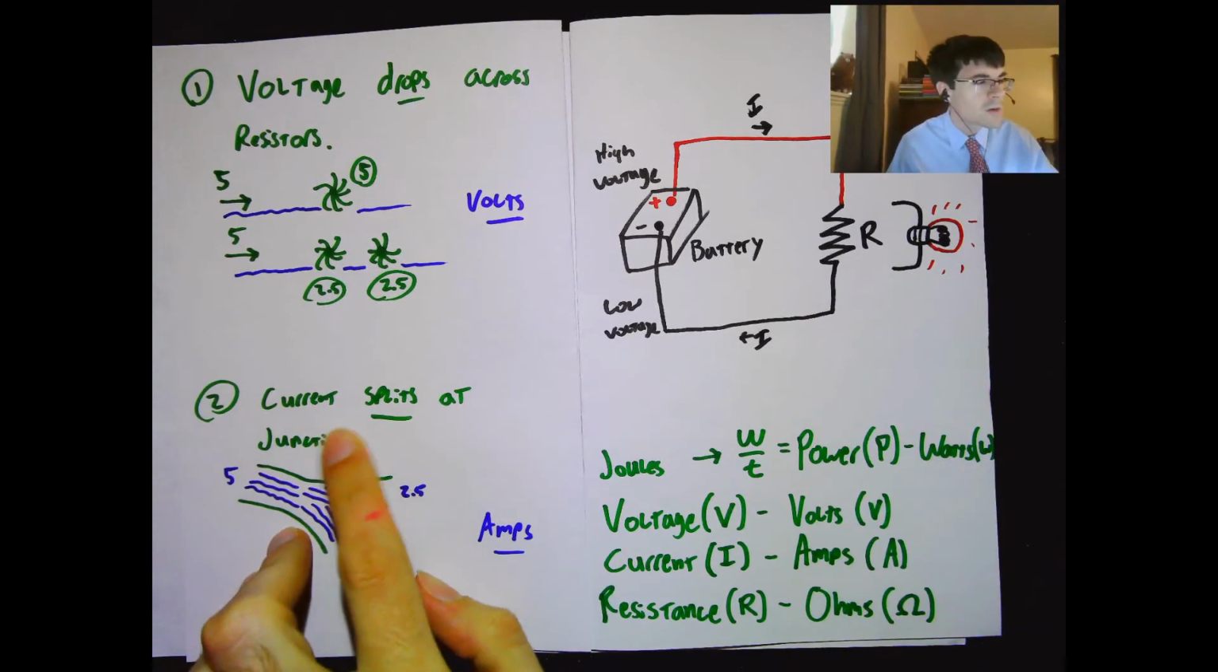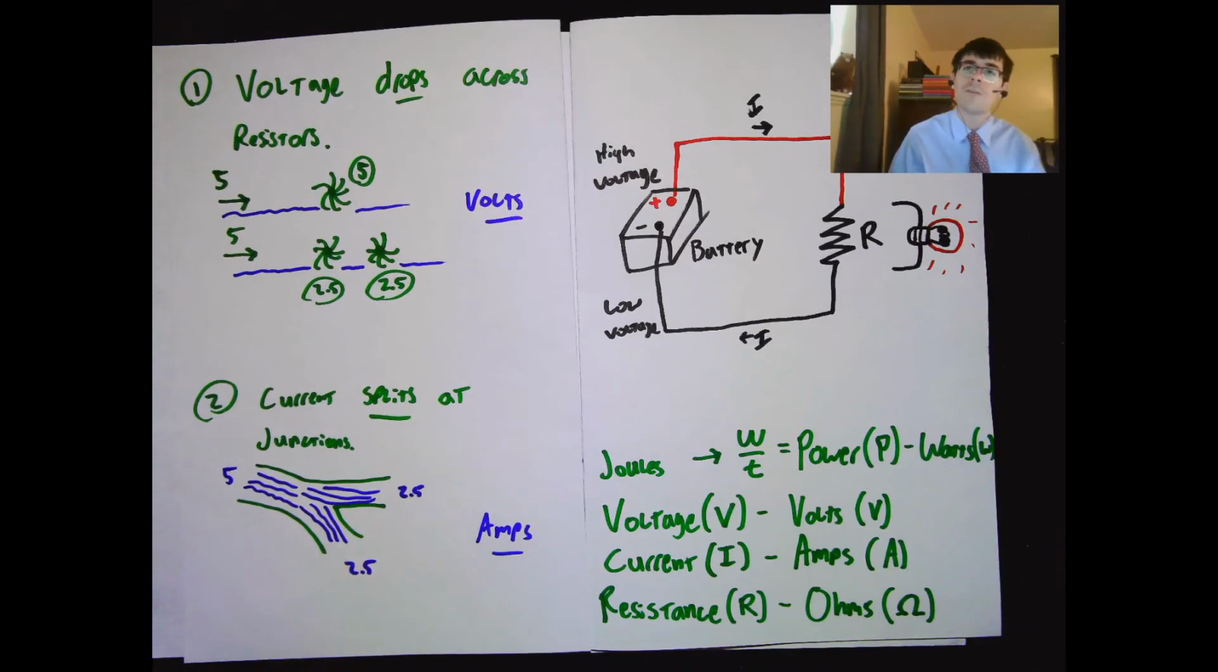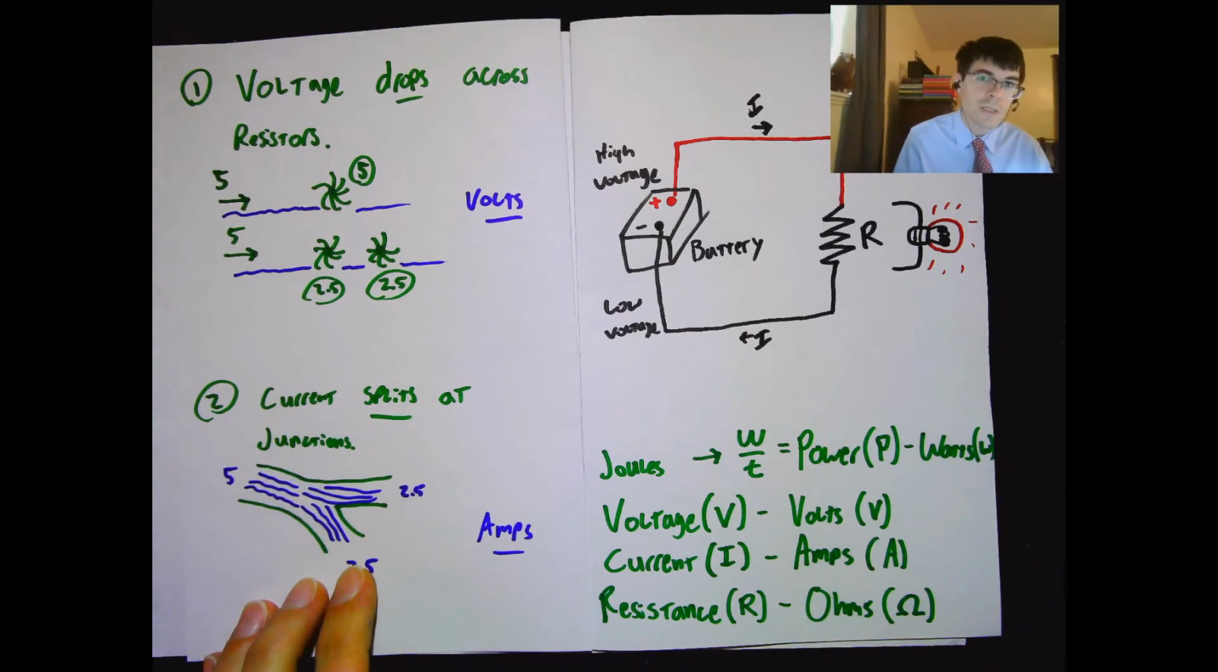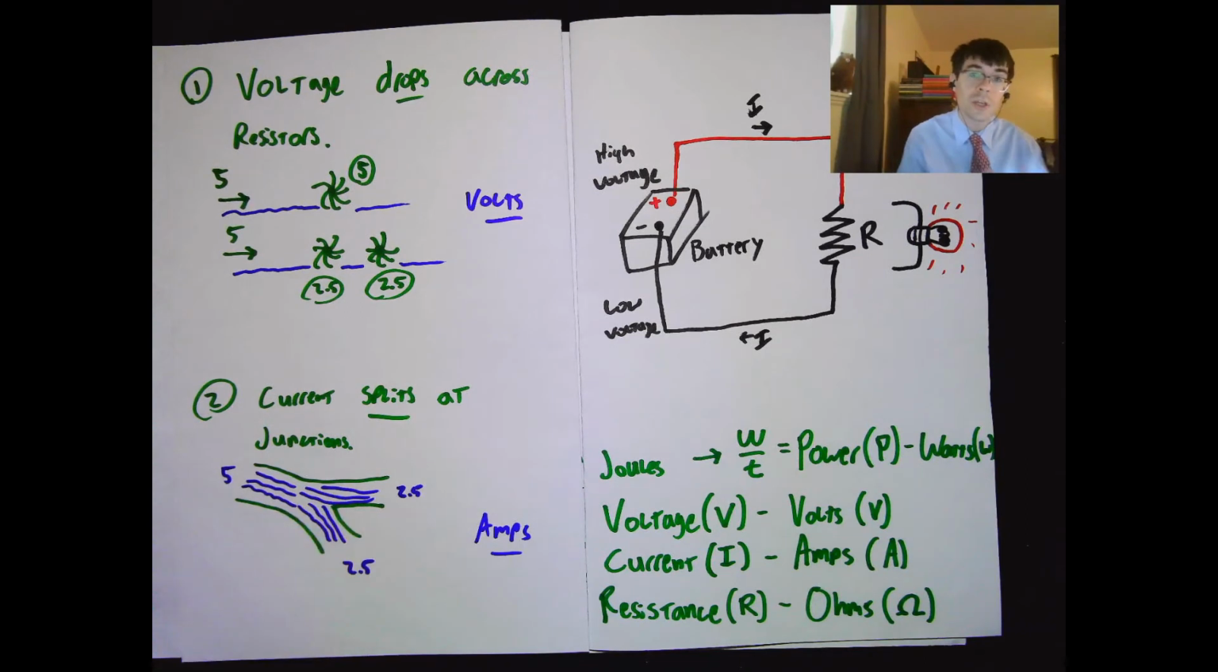The other thing I want to point out is that current splits at junctions, much like the current in a waterway. If you had a river or a pipe and that was split in two, could the same current move through both? No, that doesn't make any sense. There's a finite amount of water available. In a very similar way, electricity will also split at junctions. If you had 5 amps in this case, and it reaches a junction, you're only going to see 2.5 on one and 2.5 on the other.